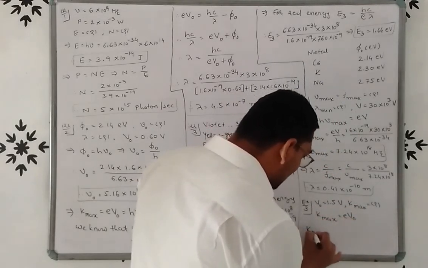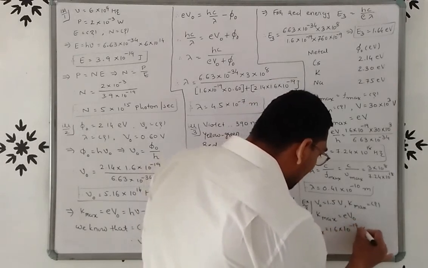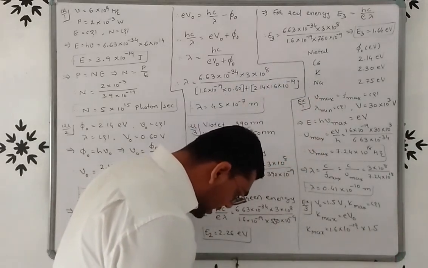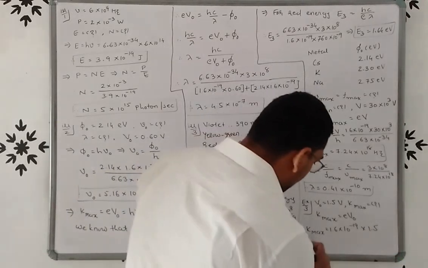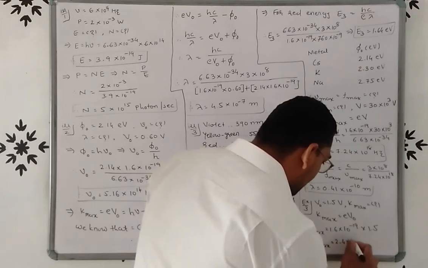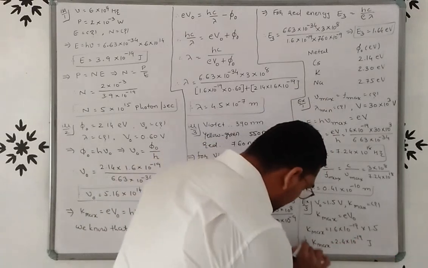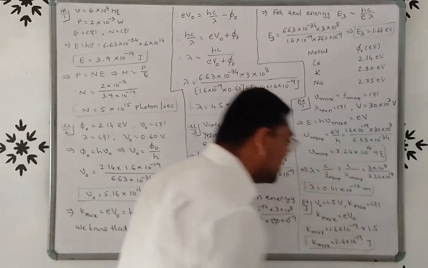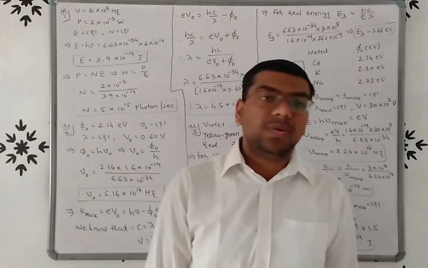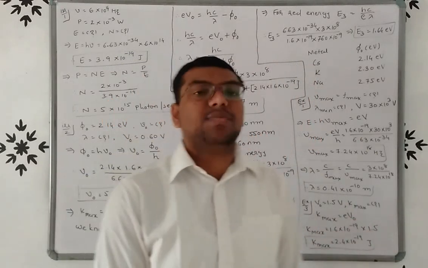So K maximum, value of e 1.6 into 10 raised to minus 19, and value of V0 1.5. So we get 2.4 into 10 raised to minus 19. So K maximum is equals to 2.4 into 10 raised to minus 19 joule, right? So this is the maximum kinetic energy, right? So we already know the formula, K maximum is equals to eV0. We know the value of e and cutoff voltage V0. So we get the maximum kinetic energy.